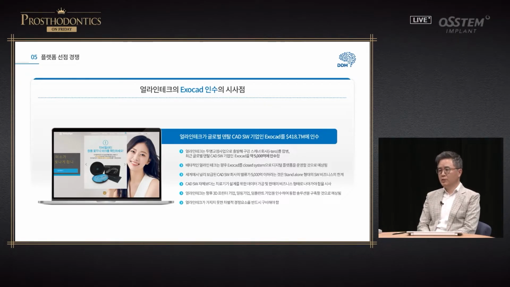Up until now, it was license-based. Now I believe it will transition into web-based. What will it do with that mini software? I believe it's going to acquire or merge with a milling, printing, or implant company. That's my expectation. It's really interesting.